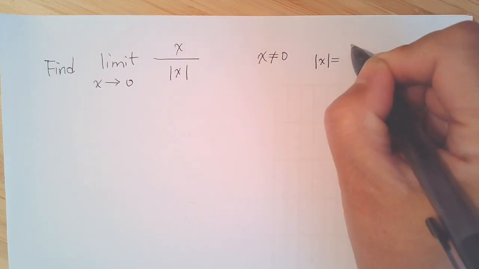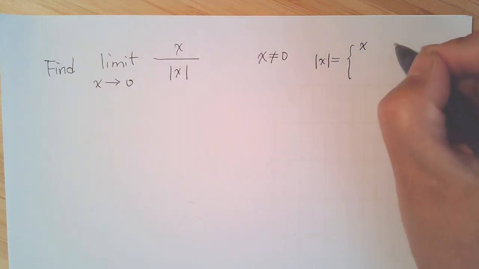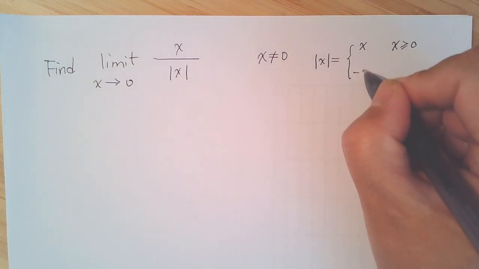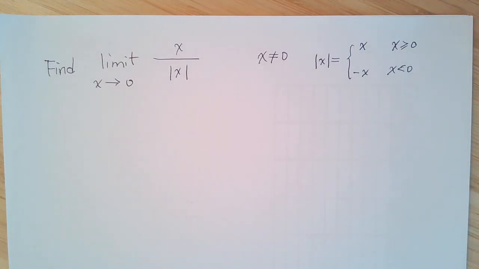Okay, as a quick review, the concept of absolute value. The absolute value of x is x itself when x is greater than or equal to 0, and negative x when x is less than 0, right? When x is negative, after you take the absolute value, you get the opposite of it. So negative 5, the absolute value will be positive 5. But the absolute value of a positive 5 is 5. The absolute value of 0 will be 0.